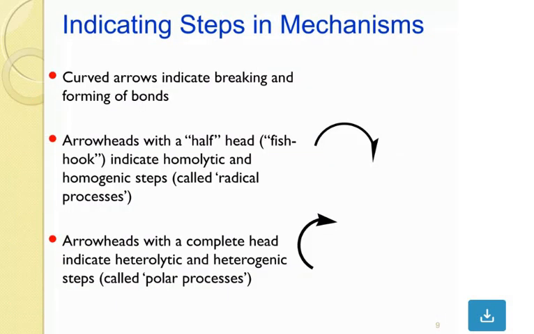Unsymmetrical bond making is polar, two bonding electrons are donated by one reactant. So, indicating steps in mechanisms. A curved arrow indicates breaking and forming of bonds. Arrowheads with a half-head, a fish hook, indicate homolytic steps called radical processes, and arrowheads with a complete head indicate heterolytic steps called polar processes.